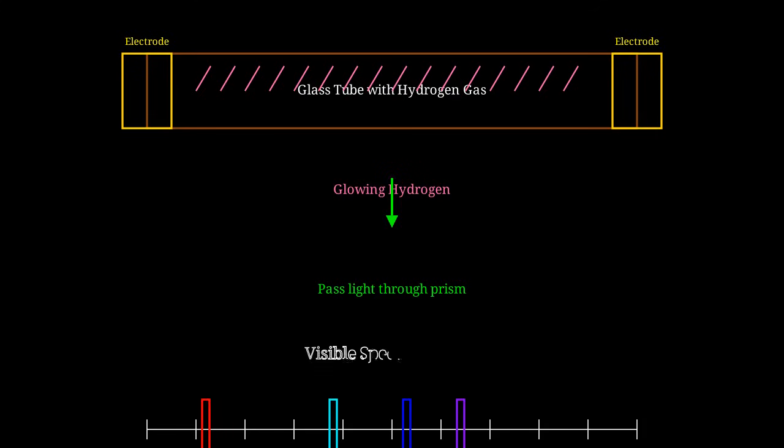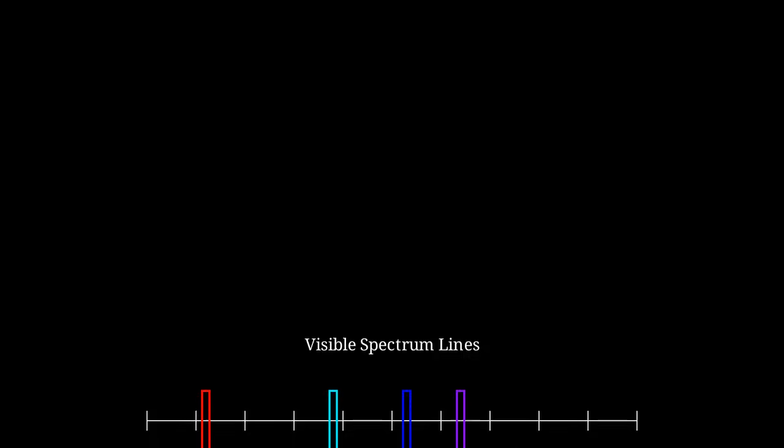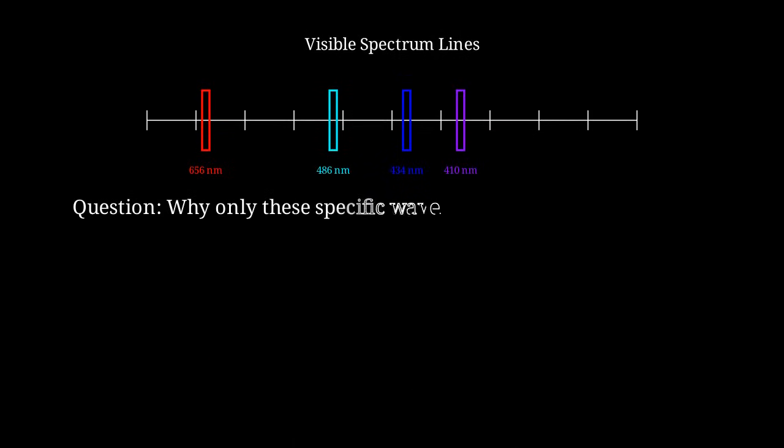The visible spectrum shows four prominent lines: a red line at 656 nanometers, a cyan line at 486 nanometers, a blue line at 434 nanometers, and a violet line at 410 nanometers. This raises a fundamental question. Why does hydrogen emit light at only these specific wavelengths and not at others?